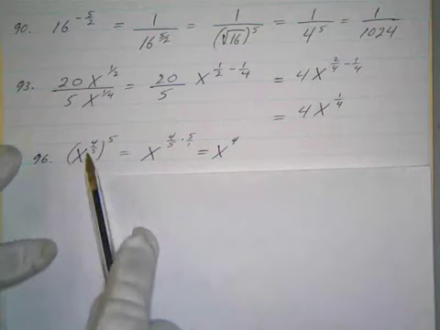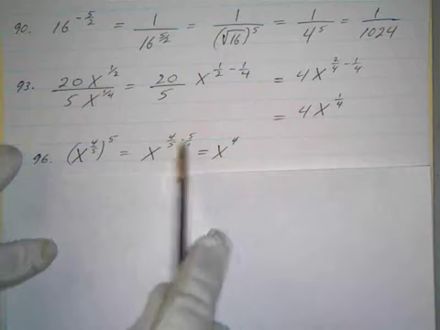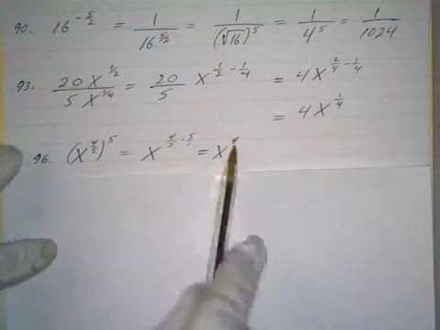Okay, 96. x to the 4/5 times 5, so I'm going to multiply. So this is x to the 4/5 times 5 over 1. And these cancel, or you can think of it as 20 over 5, which is 4.